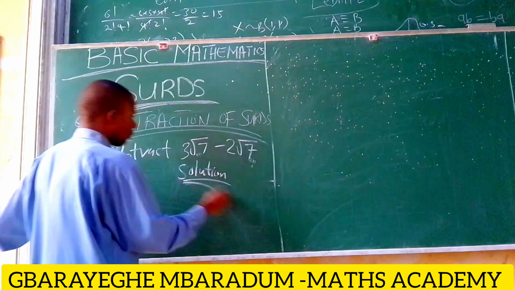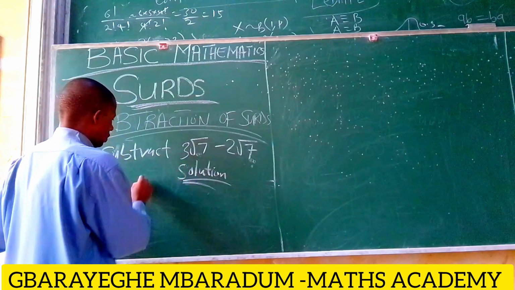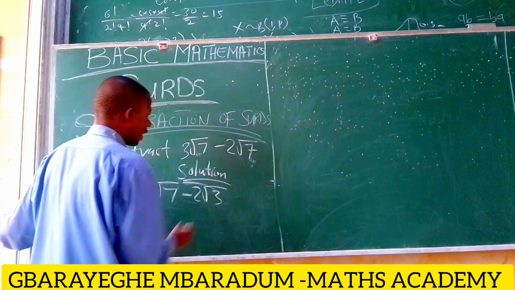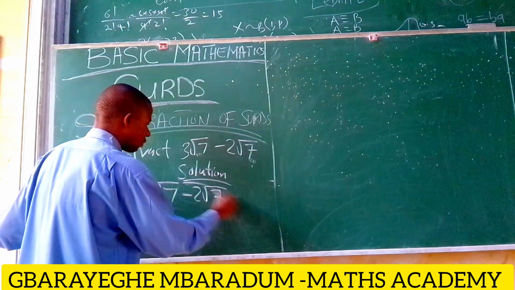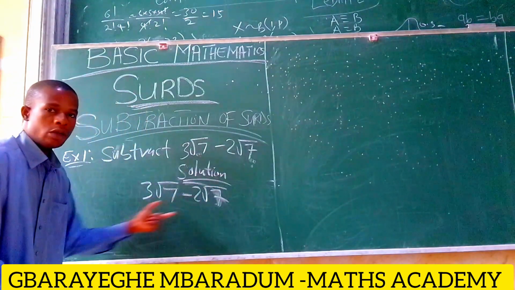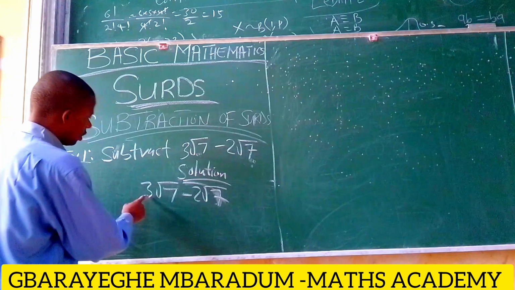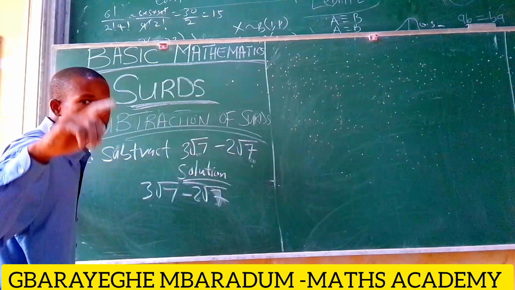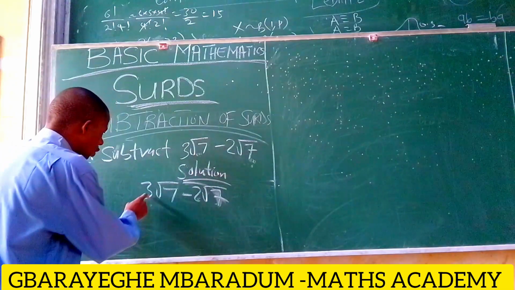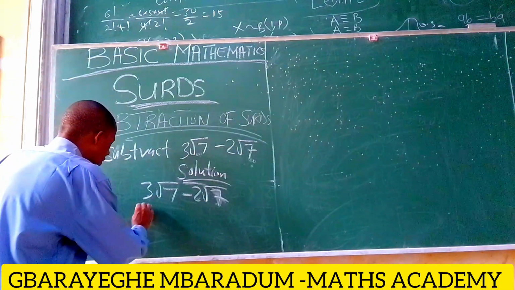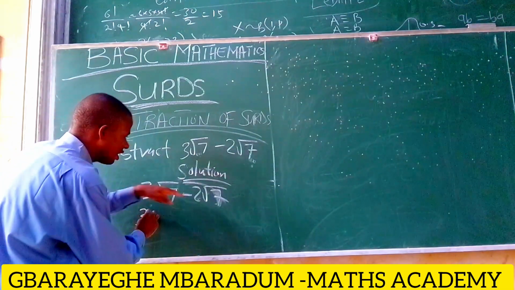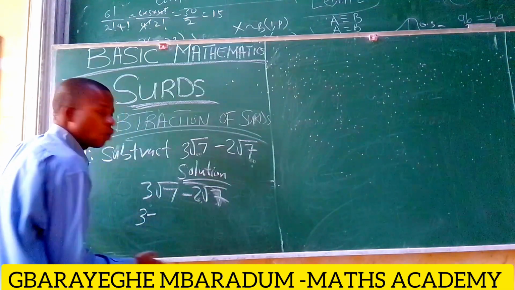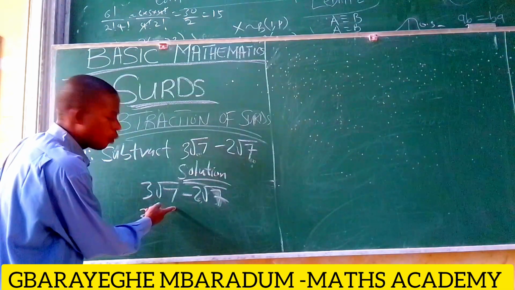Now let's look at the solution. 3 root 7 minus 2 root 7. Now, you subtract their coefficients, and we take only one of the base. The coefficient of this first one is 3, right? Minus, since there is a minus here. The coefficient of the second one is 2, right? The coefficients are the numbers in front of the variable or the root.